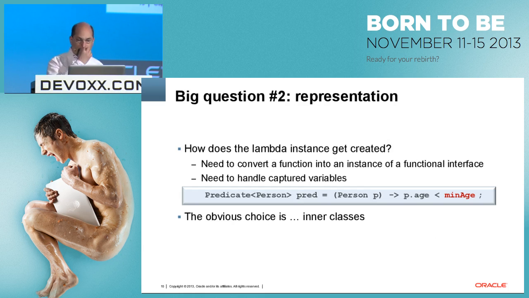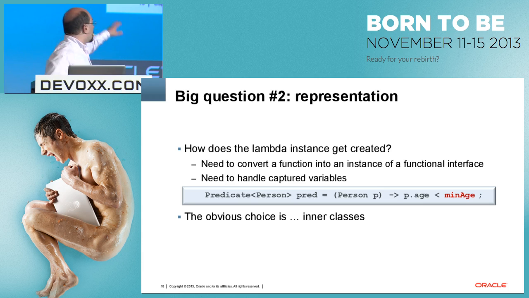All right, so let's move on. Next question that's obvious to ask is, what is the representation of a Lambda expression? How do we create an instance of a Lambda expression? What bytecode do we generate, etc.?